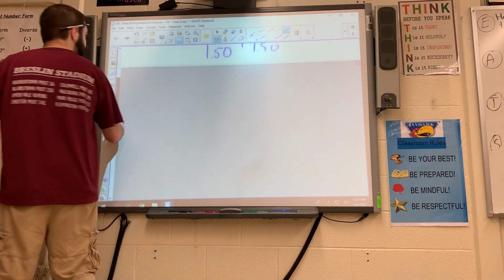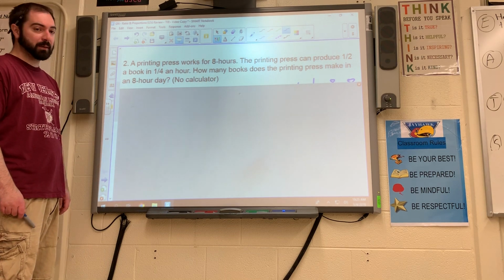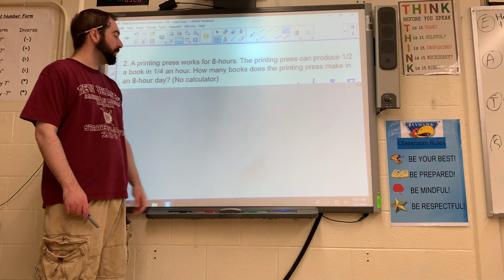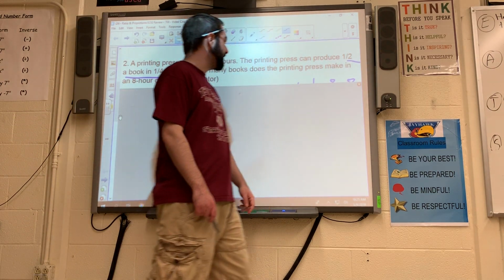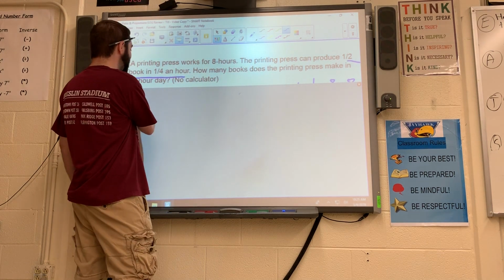Number 2, this is what we're going to be working on a lot today and all this week, some ticket problems. A printing press works for 8 hours. The printing press can produce 1/2 of a book in 1/4 of an hour. We want to see how many books the printing press can make in an 8-hour day.